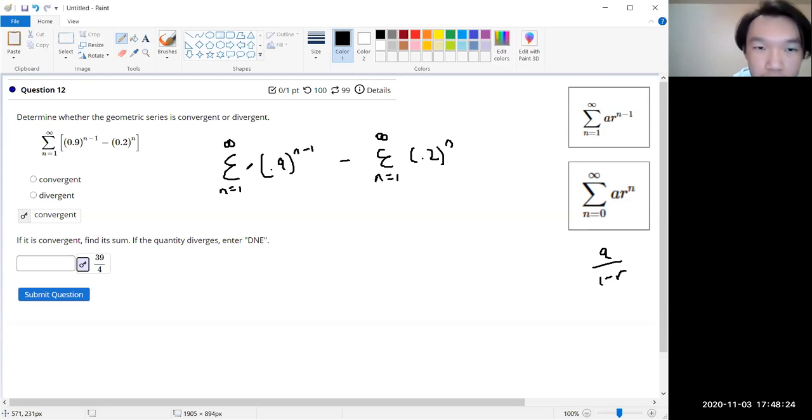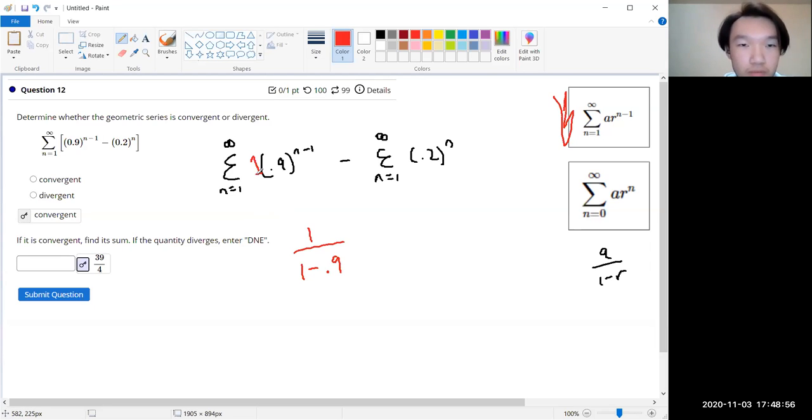Yeah, right. So this one is already in the form of this one right here. So therefore, we can already identify what the sum would be. The sum would be a over 1 minus r. So a, which is basically the number here, is 1, and r is 0.9. Okay, so that's the first series done. And then let's do this series now.